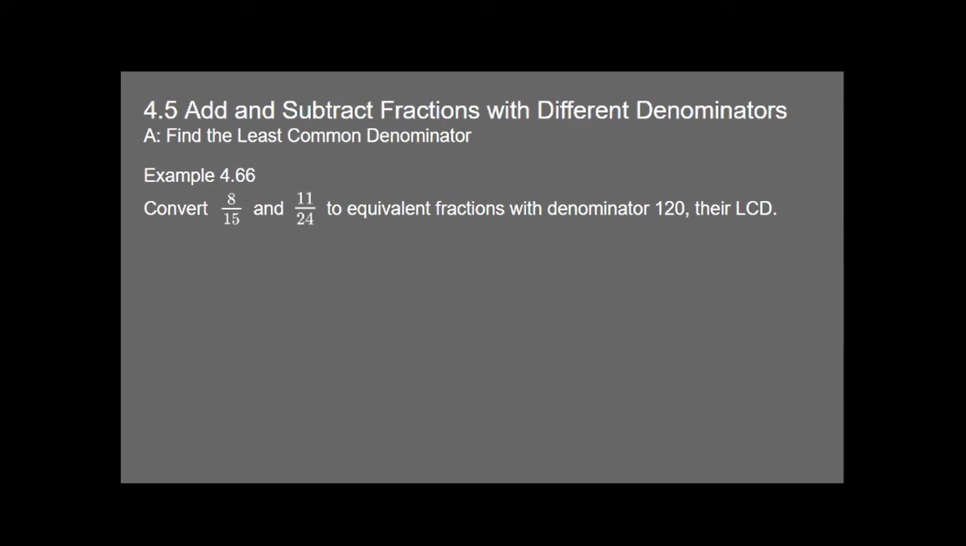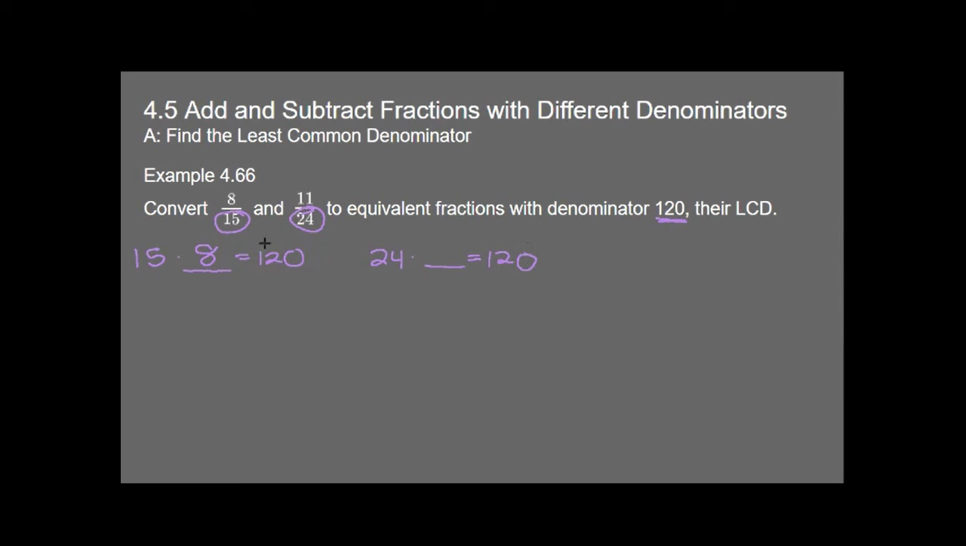Let's do this one. We have 8/15 and 11/24, and we're going to change them to equivalent fractions with a denominator of 120. So now we're working with a bigger number. But don't let the fact that it's a bigger number scare you. What we're going to do first is use 15 and 24. So 15 times what is equal to 120? That answer is 8. And then 24 times what is equal to 120?